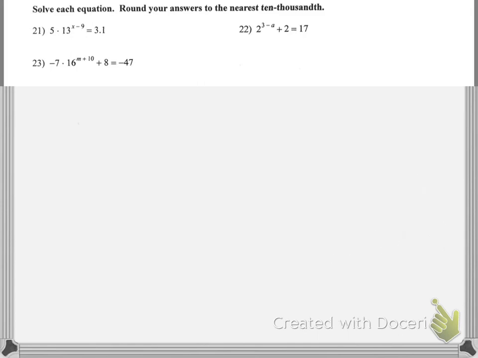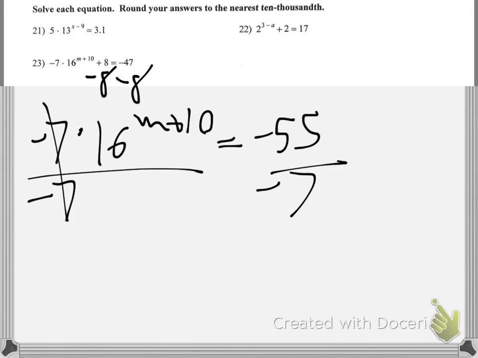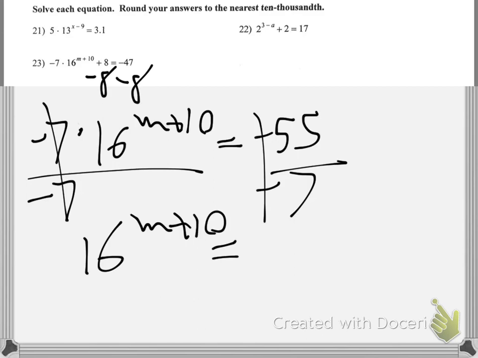Then let's see, on number 23, similar idea: I'll get rid of the 8 with a minus 8, and then I would also probably get rid of the 7, because now we'd have negative 7 times 16 to whatever power equals, what is that, negative 55? Negative 55. And so then probably I would get the 7 out of there as well. Dividing that, now we have 16 to the m plus 10 power equals, a negative into a negative is positive, but whatever 55 divided by 7 is, that's nasty, so I'll leave it as a fraction.